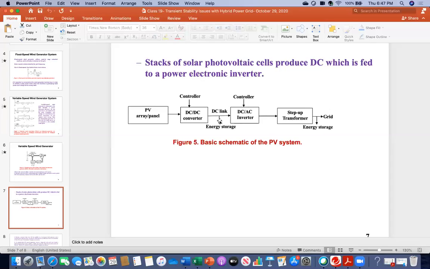Therefore, this plus this capacitor will basically provide you the smartness. It will provide the required intelligence to control everything. So that's why it is called the smart inverter.